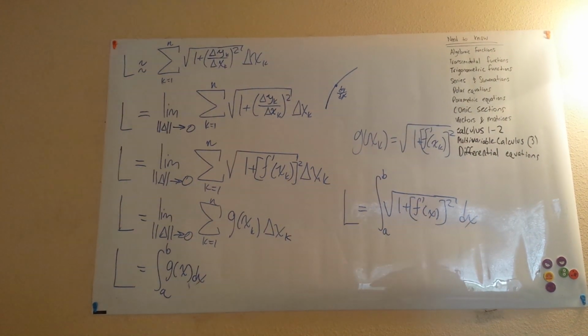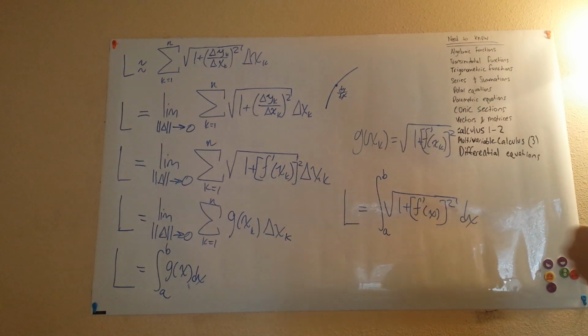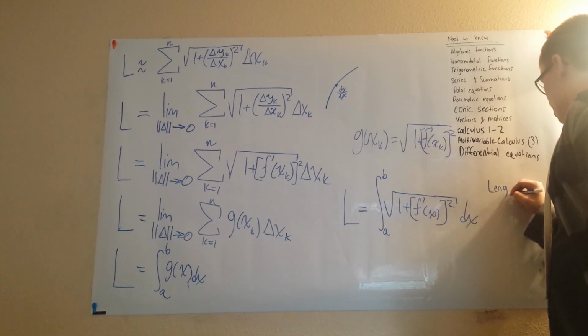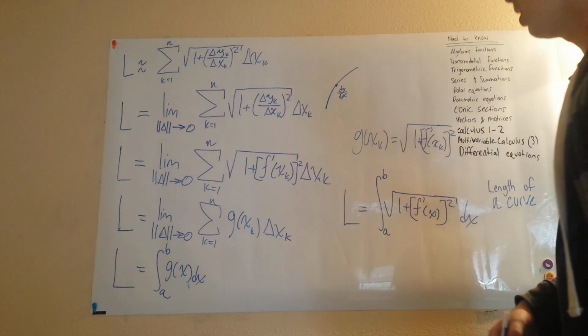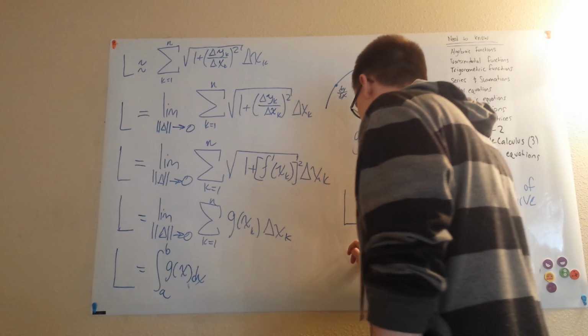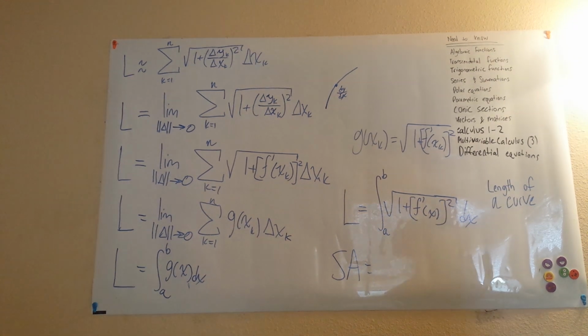That took almost half an hour to show. Now, I'm not going to really do problems with this. So this is the length of a curve. Through this idea, we can come up with surface area. I'm not going to show you the proof for surface area, but it kind of takes the length and revolves it.